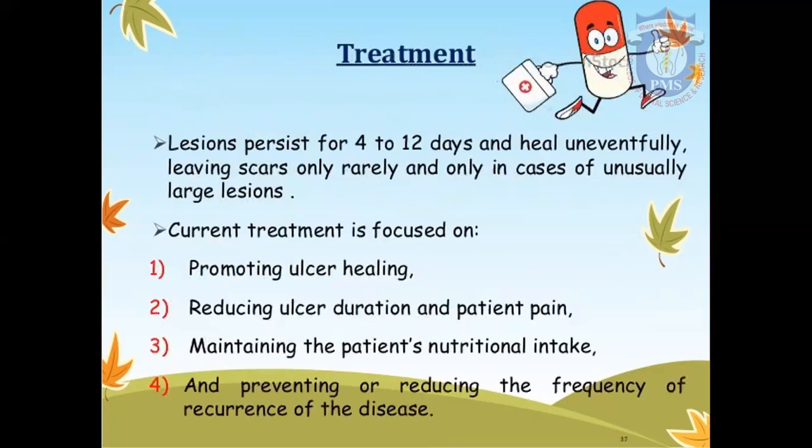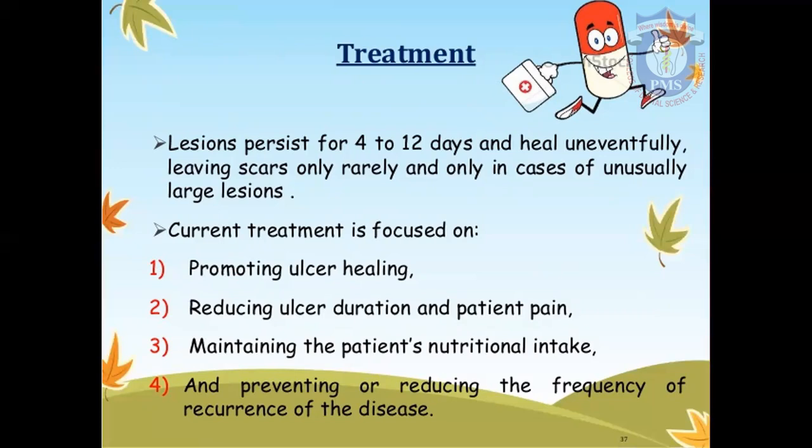So, when we come to the treatment, we can see that the lesions generally persist for 4 to 12 days and heal uneventfully, leaving scars only rarely and only in cases of unusually large lesions. There is no definitive curative treatment for the condition. Possible systemic association with RAS must be ruled out, especially in cases where there is sudden development of ulceration in adulthood. Laboratory investigations such as complete blood count, red cell folate, serum ferritin levels, and vitamin B12 are recommended.